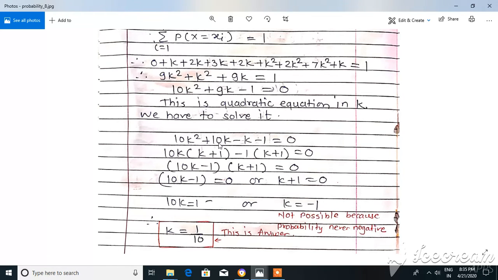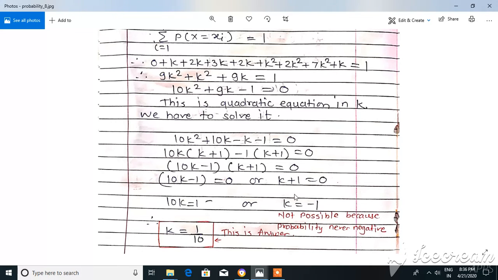From the first two terms, 10k is the common term. So here the remaining part is k plus 1. If I consider minus 1 as the common term, I'll get this k plus 1. So here it is k plus 1, here it is k plus 1. So I will write it once and the remaining part is 10k minus 1 in another bracket. So it is equal to 0. When we have this product equal to 0, either the first is equal to 0 or the second is equal to 0 or both are 0. So let us consider 10k minus 1 equal to 0 and k plus 1 equal to 0.